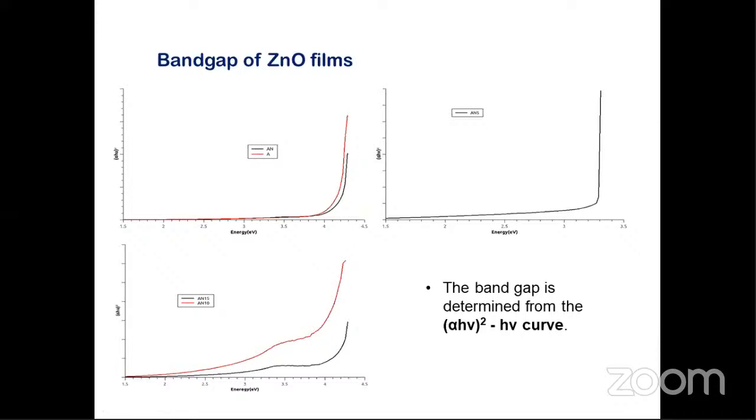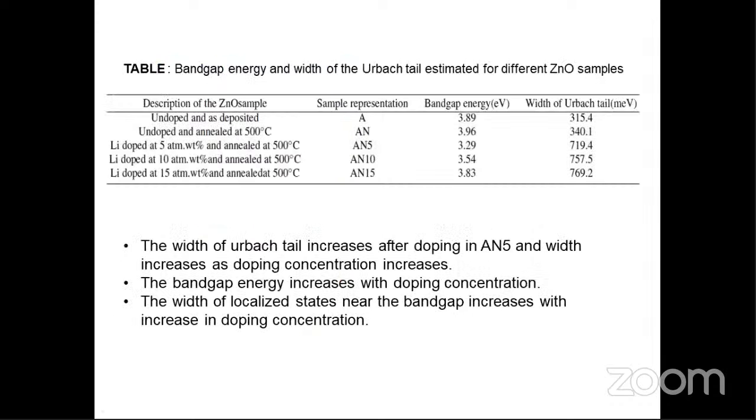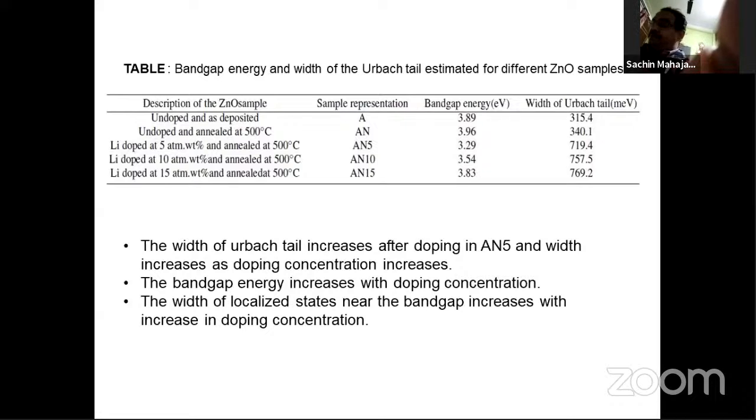Sir, it is observed that the undoped zinc oxide films have a very high range of band gap. It is a very interesting phenomenon. But when lithium is doped to 5%, it is decreased to the normal level, about 3.29 eV. And when doping is increased, the band gap energy increases. Okay. Thank you, sir.